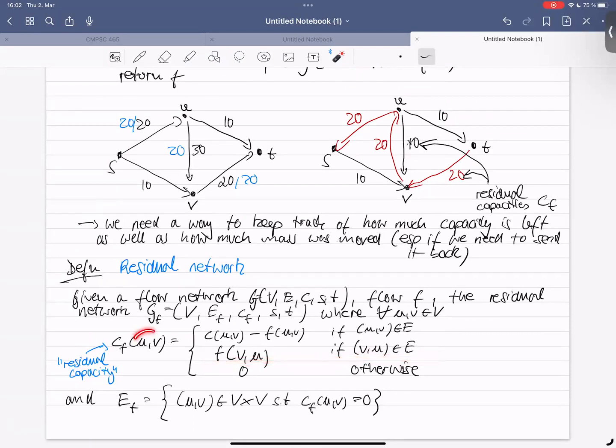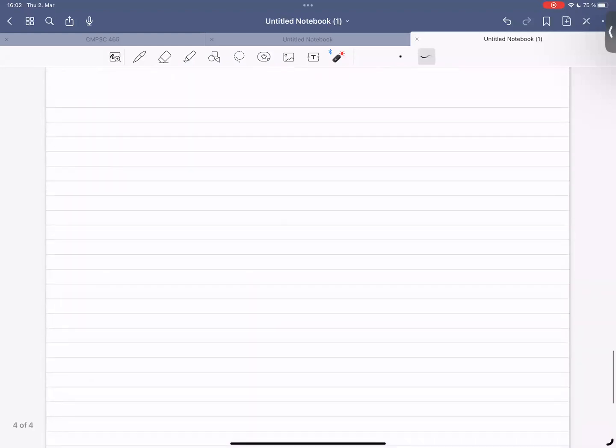So notice that here, capacity of UV, if edge VU in E, so this is flipped. Originally I had an edge from U to V, so we'll have an edge from V to U with capacity of the flow, and the flow is 20. Goes until 20, I think, right? Yeah. Okay, so then let's go through an example, but maybe first write down what we do now.